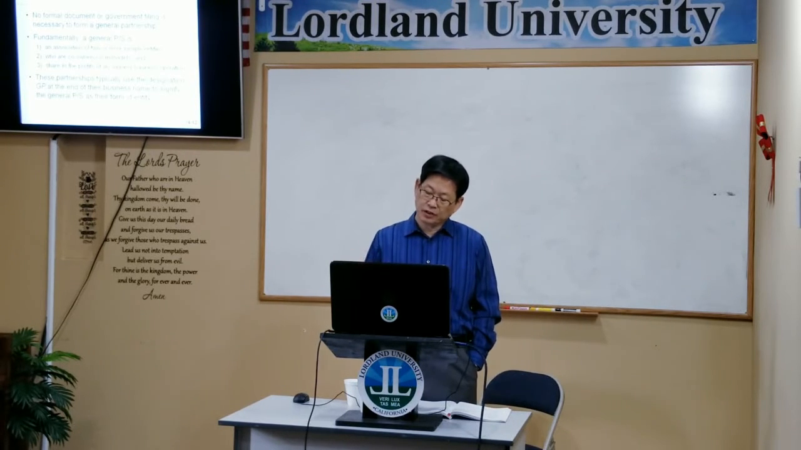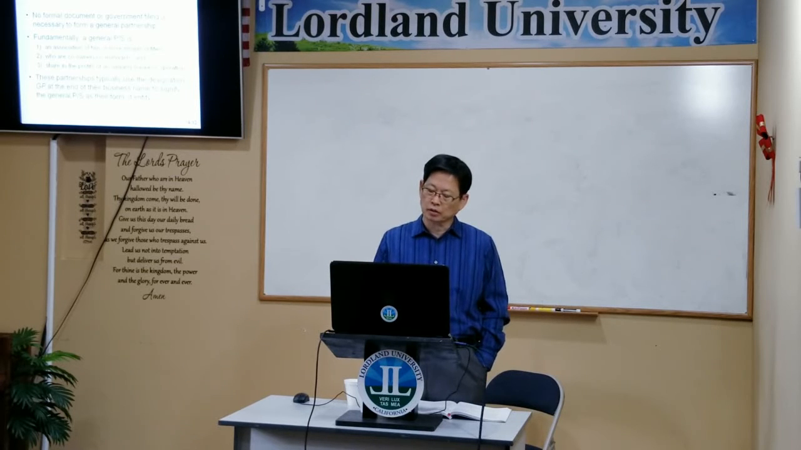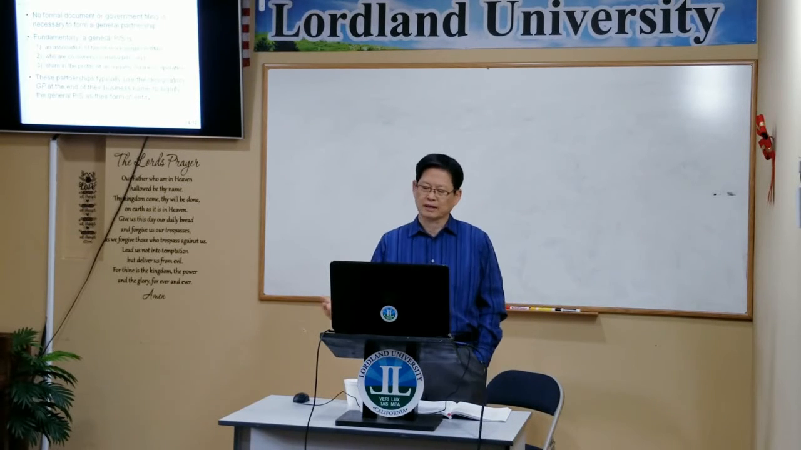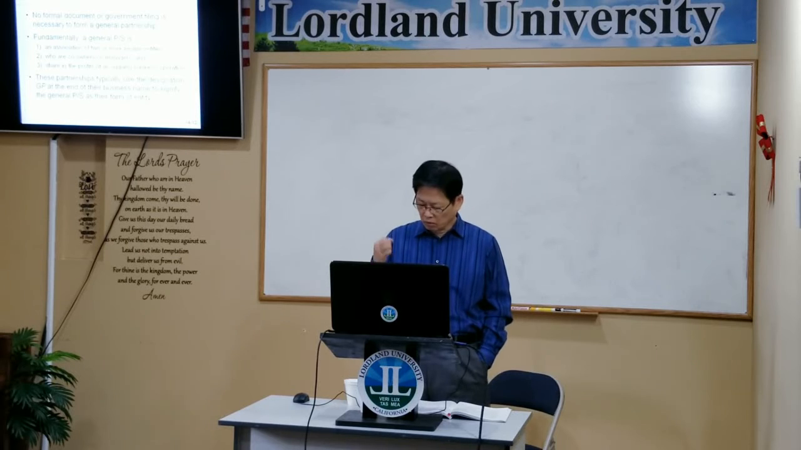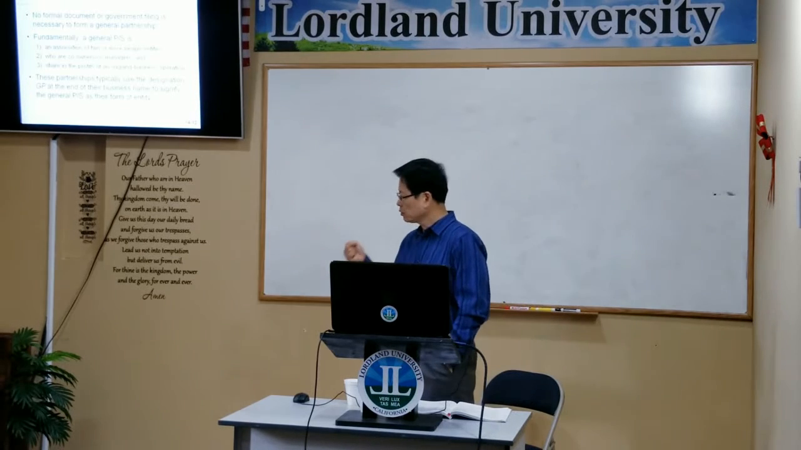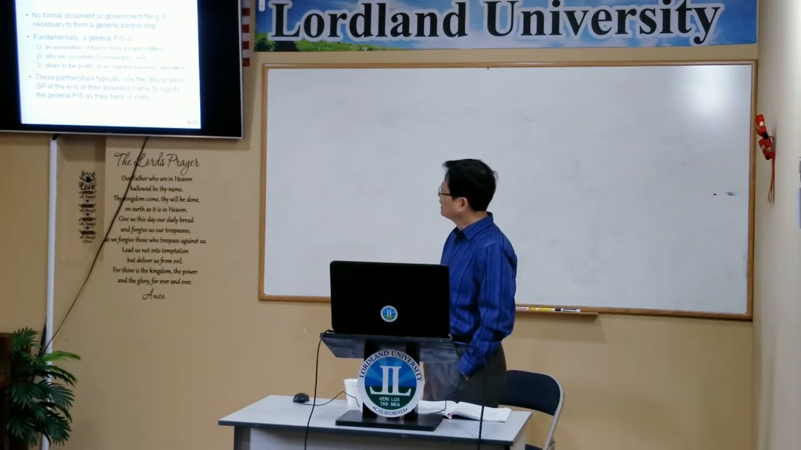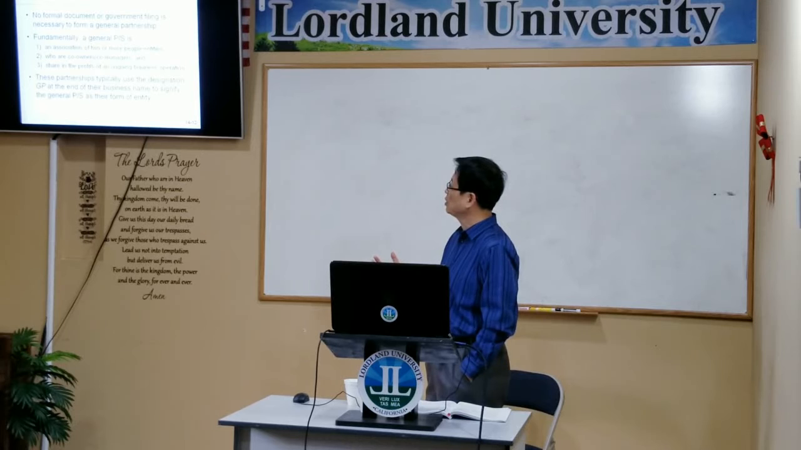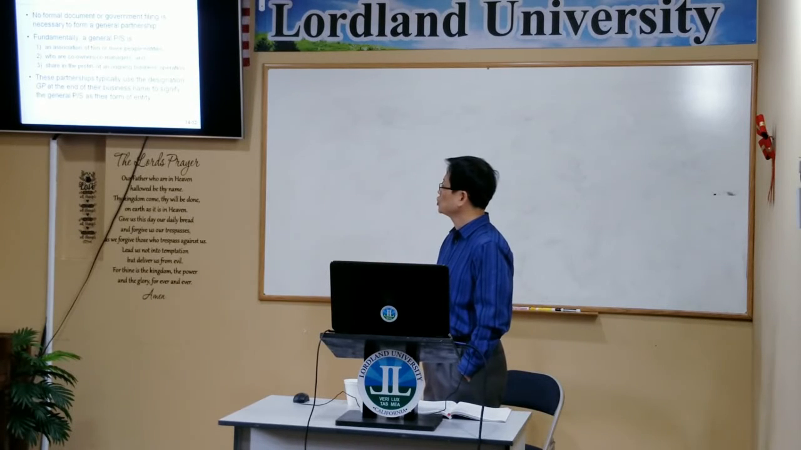The partnership typically uses the designation of general partner at the end of the business name in order to signify the general partnership as its form of entity. What does it mean? There are two types of partners under the general partnership: general partner and limited partner. Only a general partner can control and manage the partnership. A limited partner cannot control or manage the partnership.